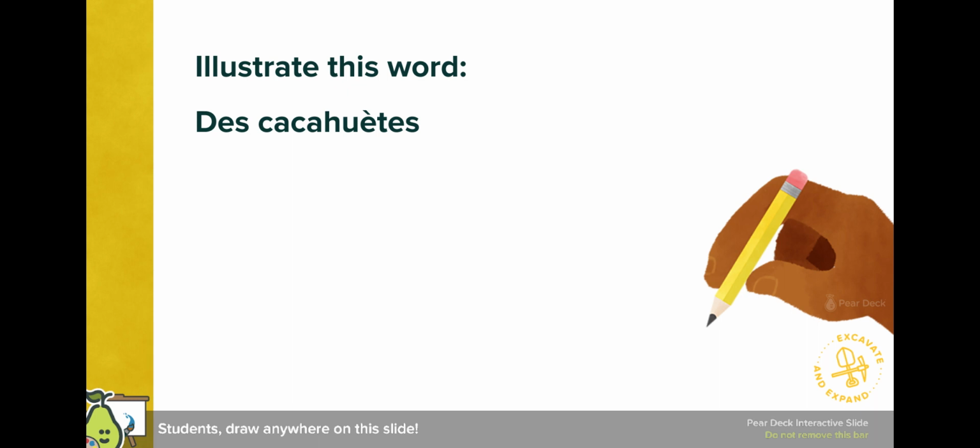Or you can pause it if you need a little bit more time. But des cacahuètes was peanut, so hopefully we drew a picture of a peanut or something that looks like a peanut. My drawings don't always look like what they're supposed to be, so I will not judge on your drawings. If you want to share a picture of your drawing in the comment section, I'd love to see it so I know that I'm not alone. So des cacahuètes are peanuts.